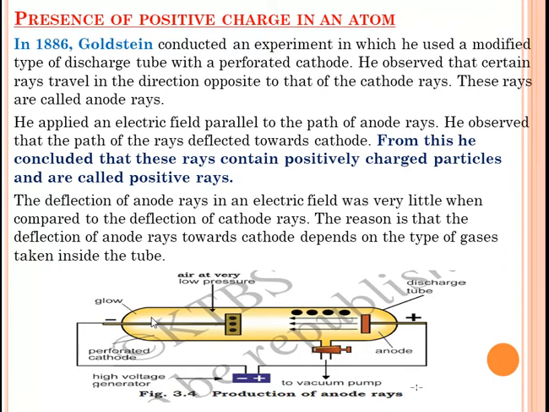After that, we have read about the positive charge in an atom. Means in the atom, negative charge was already discovered, that is the electron. Now, positive charge should also be present in the atom, and those positive charges, known as protons, were discovered by Goldstein. He also used the discharge tube experiment to prove that positive charge is present inside the atom, and he named those particles positive rays or anode rays. After that, the name proton was given.